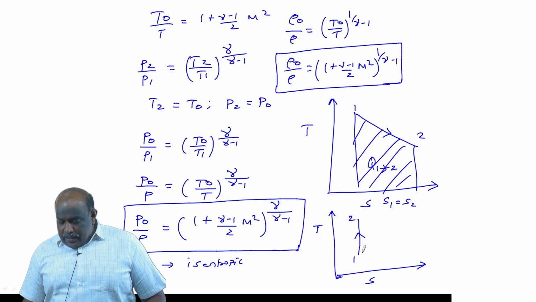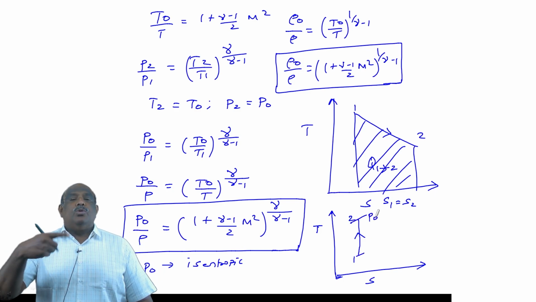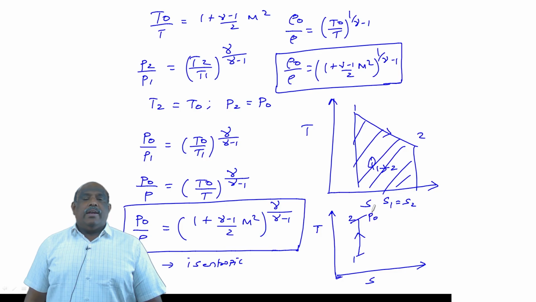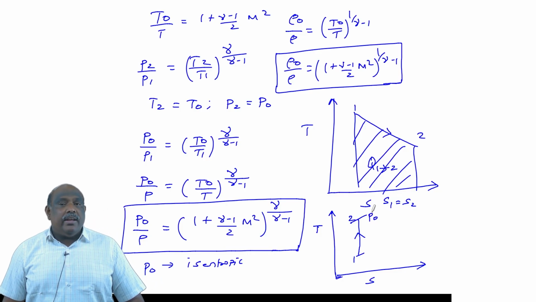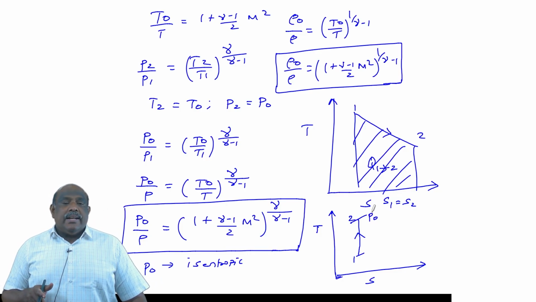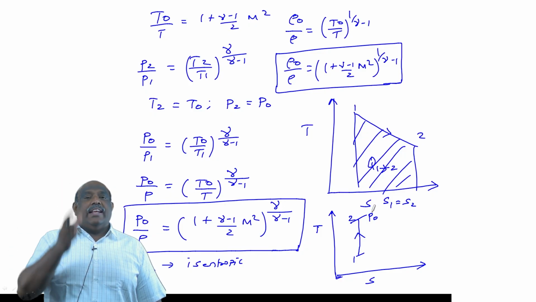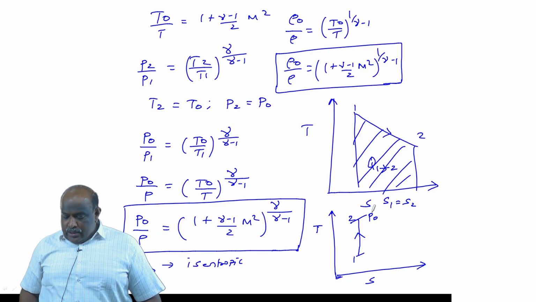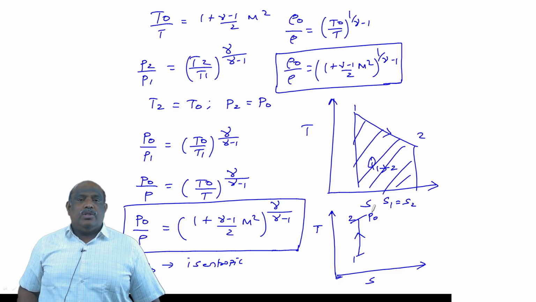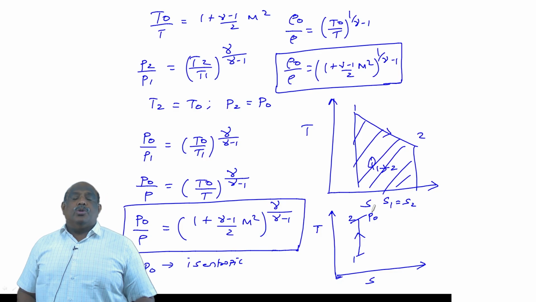So, from here the pressure, I will reach the pressure as P naught. Let us assume the 2 state is a stagnation state. So, I will end up with what? Stagnation pressure P naught when I am decelerating isentropically, because the line 1 to 2 is vertical. When the line is vertical, there is no change in my delta S. There is no change in S. S1 equal to S2 or delta S equal to 0, which means isentropic.